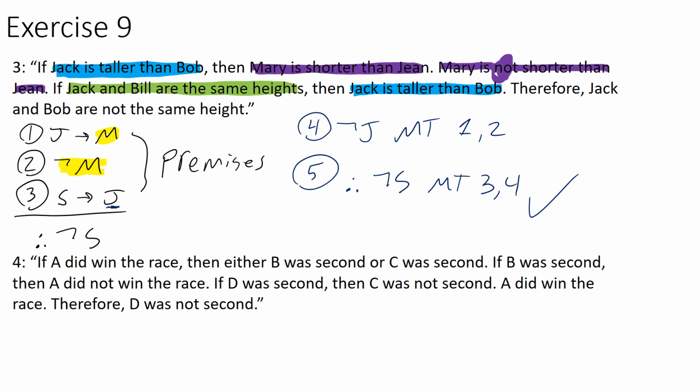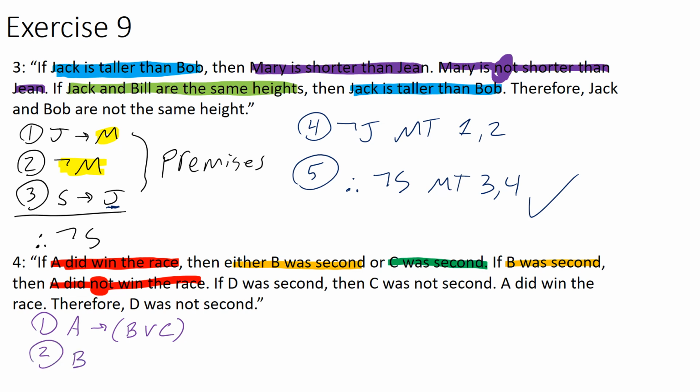Argument number 4. If A did win the race, then either B was second or C was second. For line 1, which is the premise, we have if A, then B or C. The Suppes and Hill textbook allows us to drop those parentheses. Other textbooks require those parentheses. If B was second, then A did not win the race. So for line 2, we have if B, then not A.